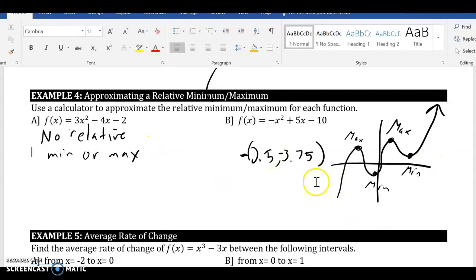So a graph can have many turning points. The higher the power, the more potential it has to have turning points. And if it's x squared, it can only have one turning point.